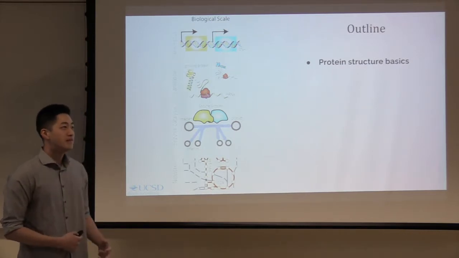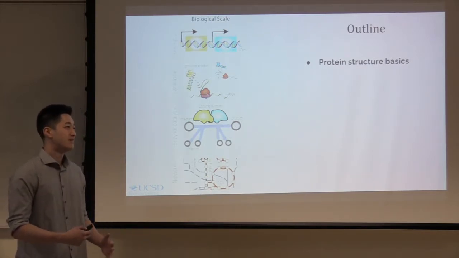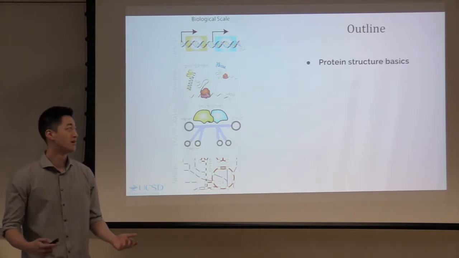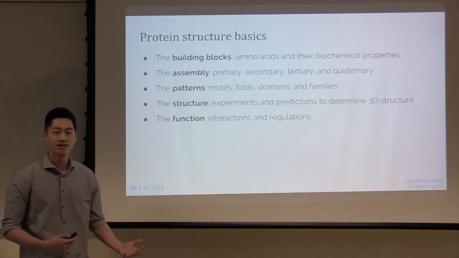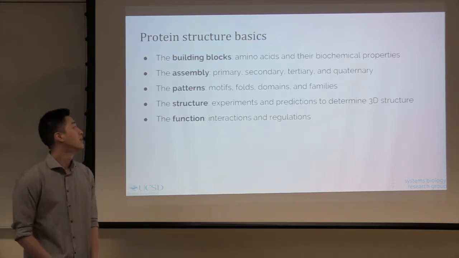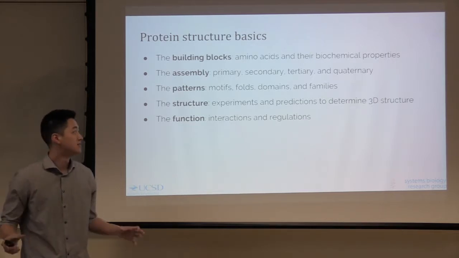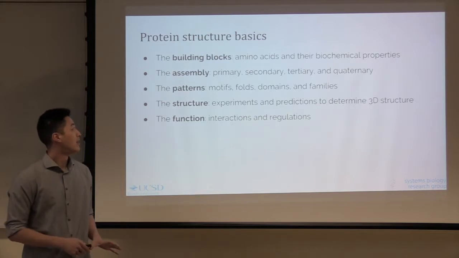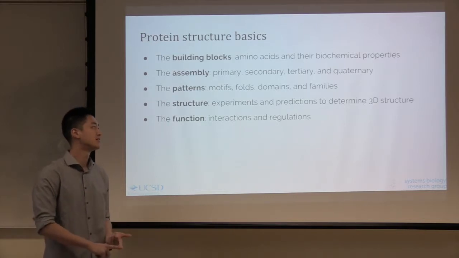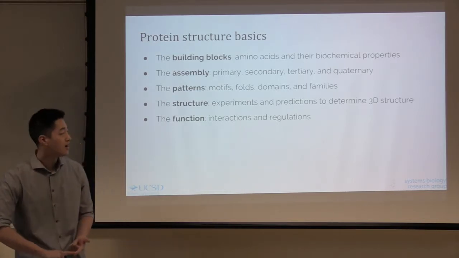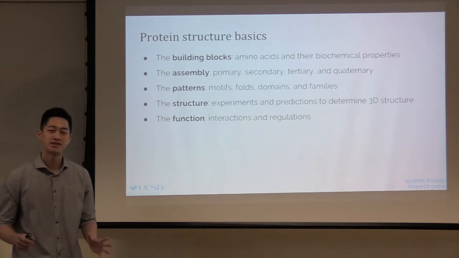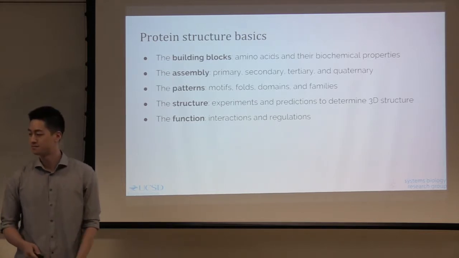So this stuff may be very basic to you, or it may be new to you, depending on who you are, but I'm just going to go over the very basics of protein structure. We'll be talking about the building blocks of structures, which are amino acids and their biochemical properties, which may influence a whole network. The assembly of these amino acids using peptide bonds into the final structure. The patterns that you see with structures. And then finally we'll look at how you experimentally determine what a structure looks like, or how you predict it computationally, and we'll talk a little bit about the function and the regulations that occur with structures.